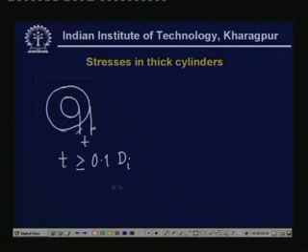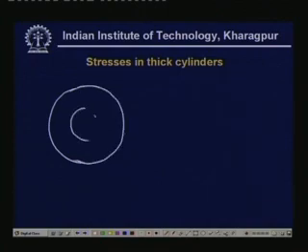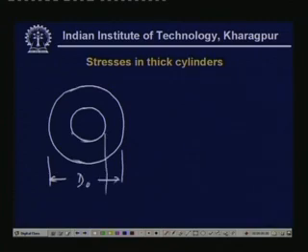Now if you consider the total cylinder, which has outer diameter, that is, this is dO and this distance is di, and this is subjected to pressure from inside. P acts over here. Now what will be the stresses?